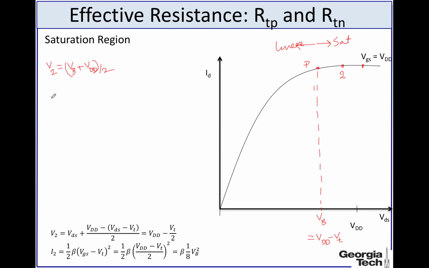All right, so now again it's in the saturation region, so the average current here. So the current at point 2 is simply ID sat, and ID sat is beta over 2 (VGS minus VT) squared, and what we have said is that VGS is VDD minus VT, so this is simply equal to beta VB squared over 2, and as a result the average resistance in the saturation region is simply V2 over I2.